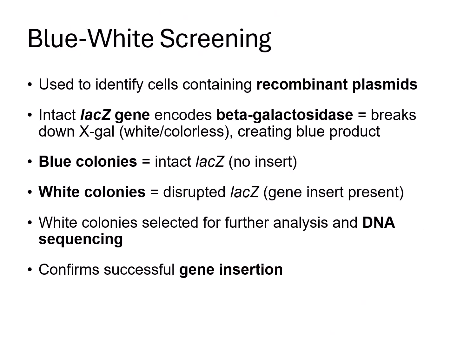And that lacZ gene I just talked about is important in something known as blue-white screening. Blue-white screening is used to help us identify whether or not cells contain recombinant plasmids. So it turns out that when that lacZ gene is intact, it has not been interrupted, then it normally encodes an enzyme called beta-galactosidase. This enzyme is useful in breaking down lactose, but it can also break down a substrate we often use in the lab called X-gal. X-gal is normally white or colorless, and when it's broken down by beta-galactosidase, it creates a blue product.